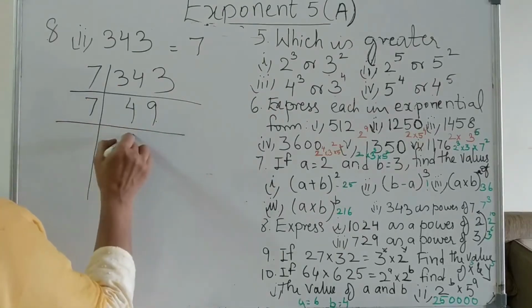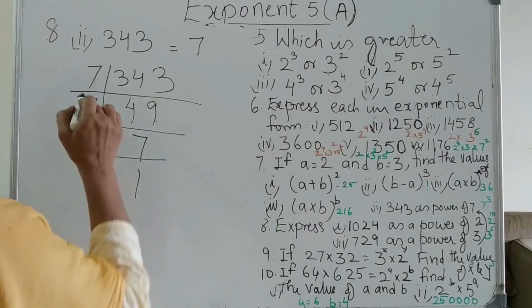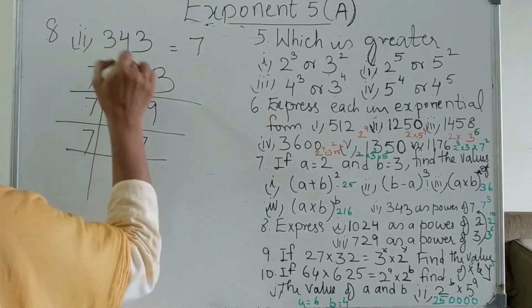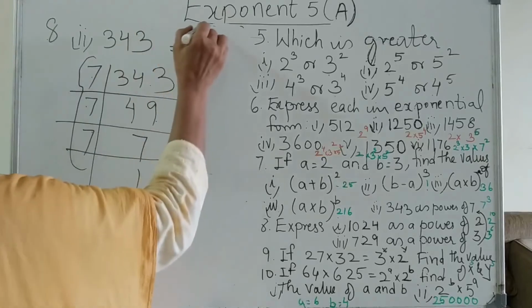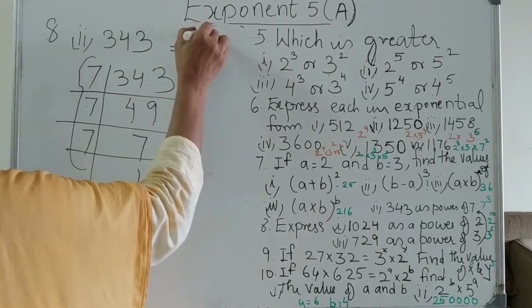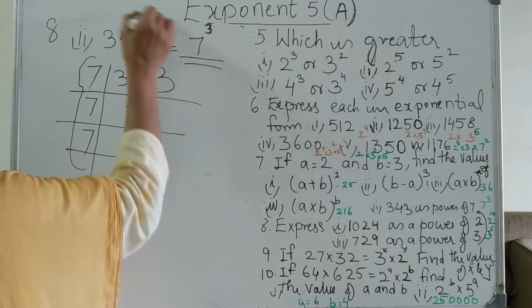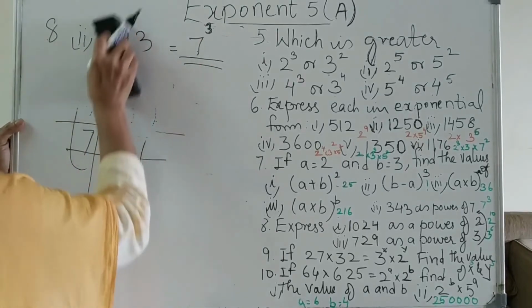Again by 7 and you get 1. So here 7 into 7 is 49, 49 into 7 is 343. So 3 7s you have to multiply. So your exponent is 7 raised to 3. So you multiply 7 3 times, you get 343. This is the second sum.